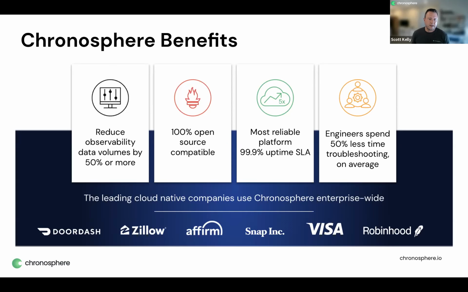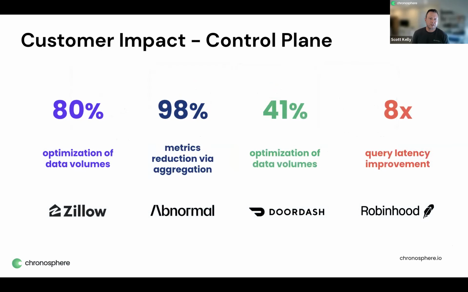You can see here, if we want to look at some of the impact that we've actually had with those organizations, for example, Zillow, 80% of the data volumes were optimized, meaning that we reduced the amount of data in their system by 80%. Abnormal was able to do a 98% metrics reduction via aggregation, which John talked about a little bit. And same thing, DoorDash, a big drop. And then Robinhood, interesting here, it's basically their query latency improvement.